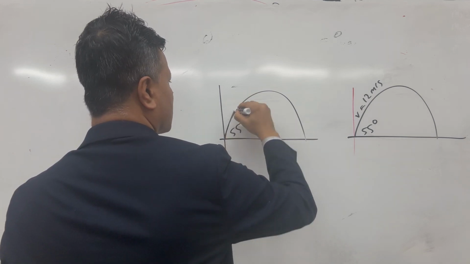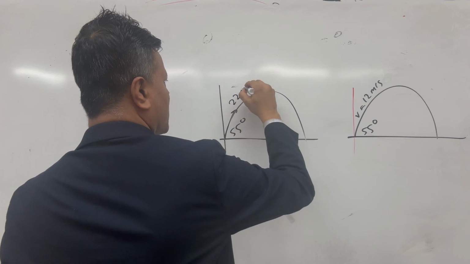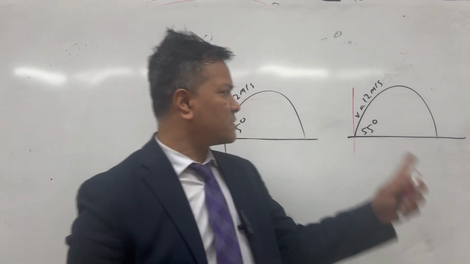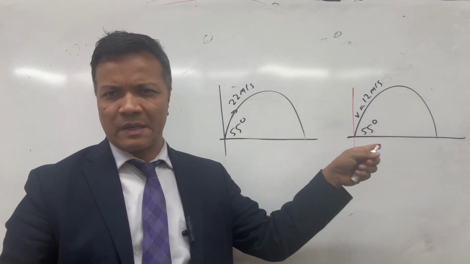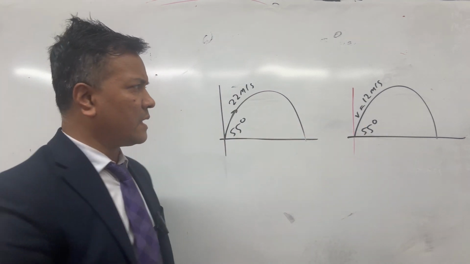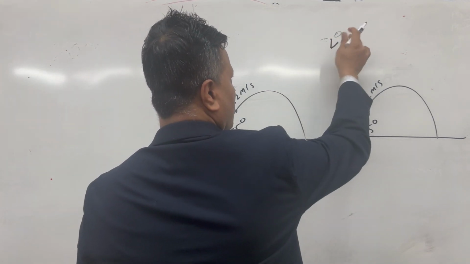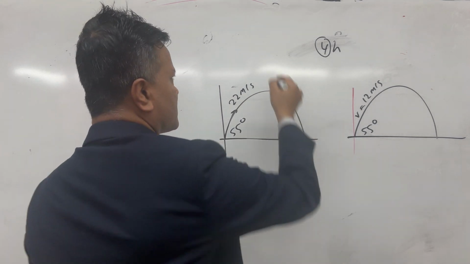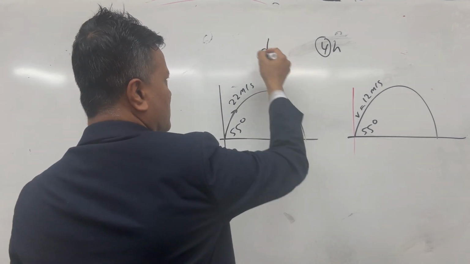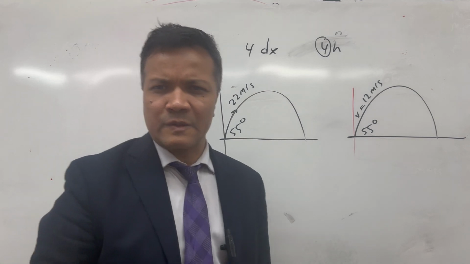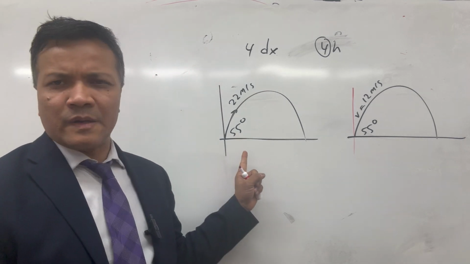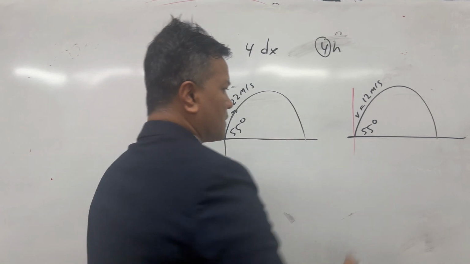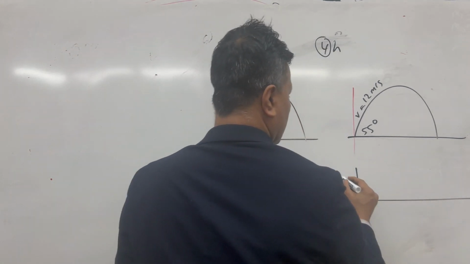However, this one you double it, 24 meters per second. So you know that when you double the velocity, keeping the same angle, the height goes up by 4 times, and the displacement, the range, also goes up by 4 times. So the height would be 4 times as big, and the range would be 4 times as big. Let's take a look. What would be the height over here?